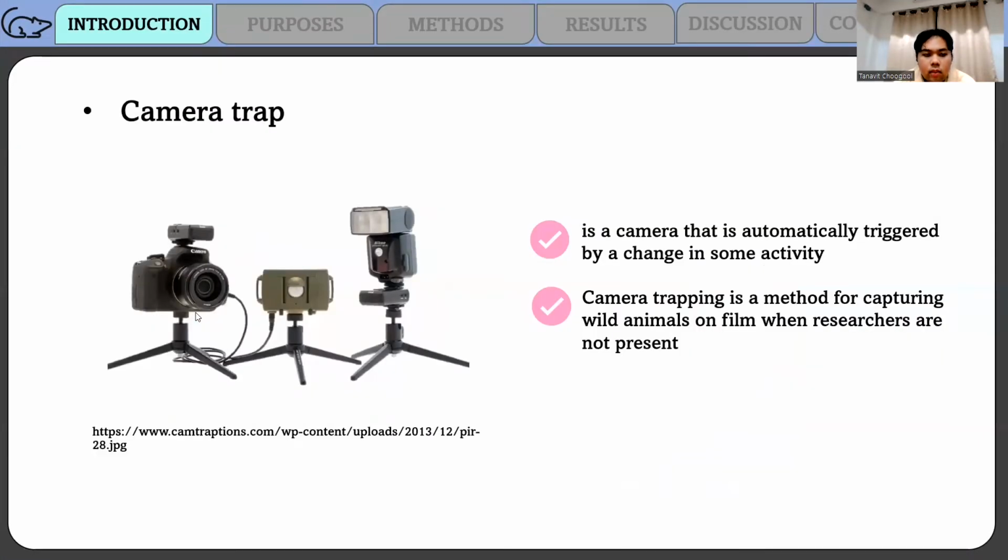Next is the camera trap. A camera trap is a camera that is automatically triggered by a change in some activity. The camera trap is typically equipped with a motion sensor, usually a passive infrared sensor or an active infrared sensor. Also, a camera trap is a method for capturing wild animals on film when the researchers are not present at that time.